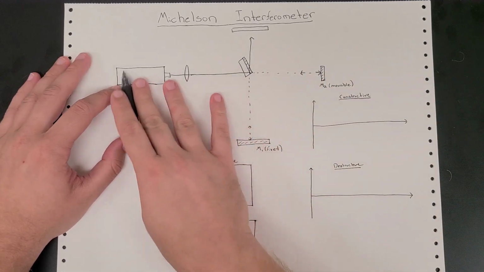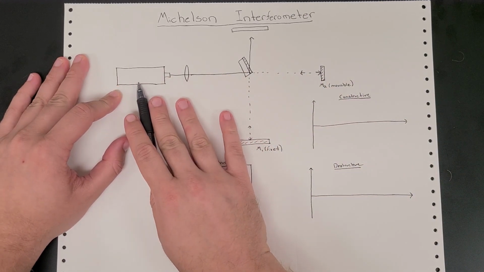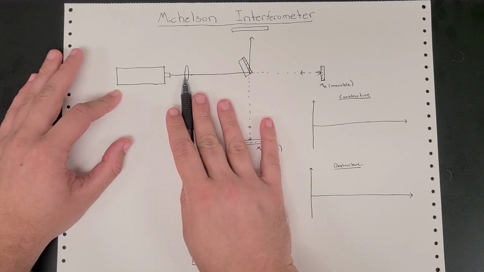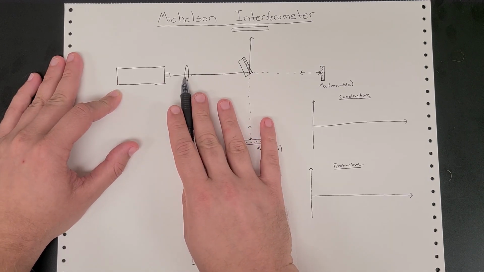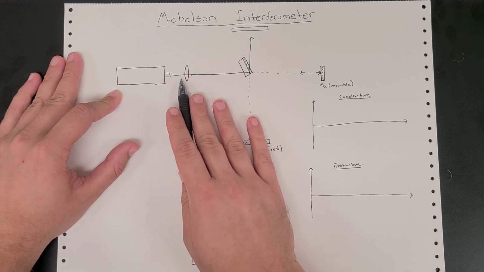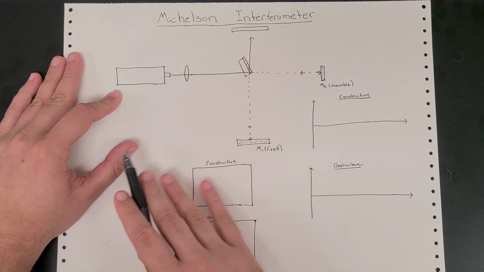Initially we have our laser, which is over here, of course, and it's going to enter first through a lens, which is going to disperse or spread out our beam, so it's going to make it easier for us to see our interference pattern on our viewing screen, which is located over here.